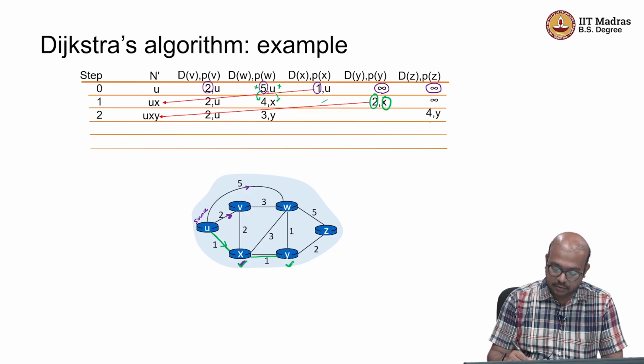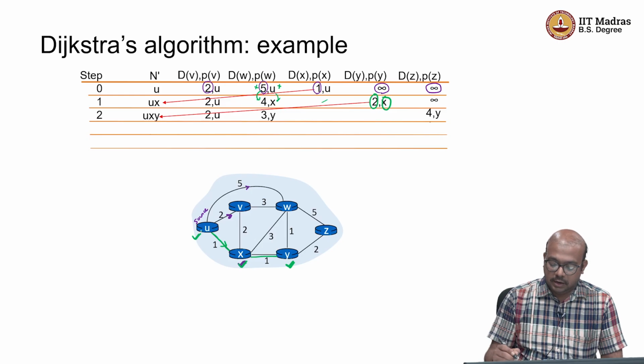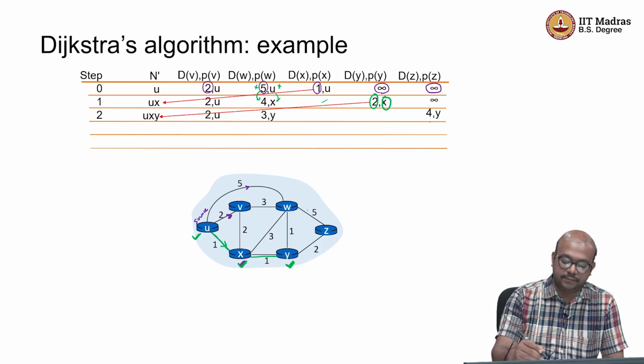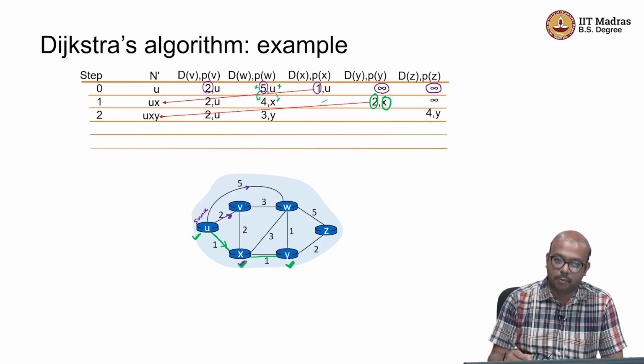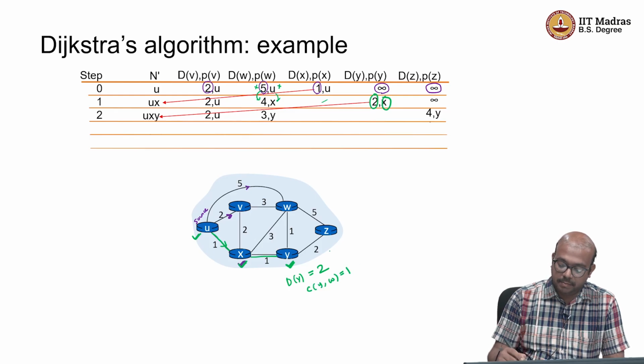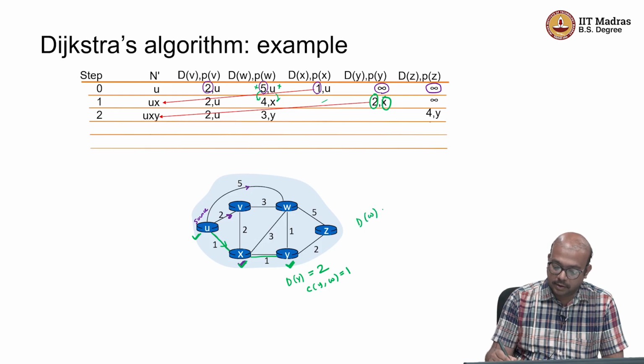This is done. So, x, y, u is already there. Now, let us look into w again. So, if you have this belief of 4x, now I have added y to the n prime list. I know that dy is equal to 2, okay, and C of y comma w is equal to 1, right. So, my previous belief dw was 4 and predecessor of w was x, right here.